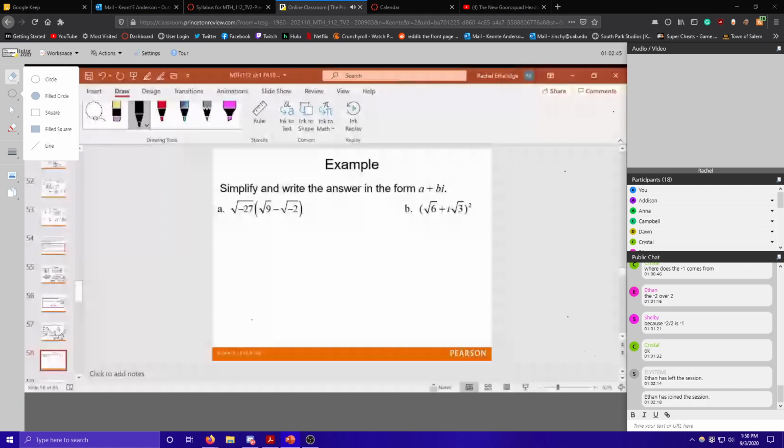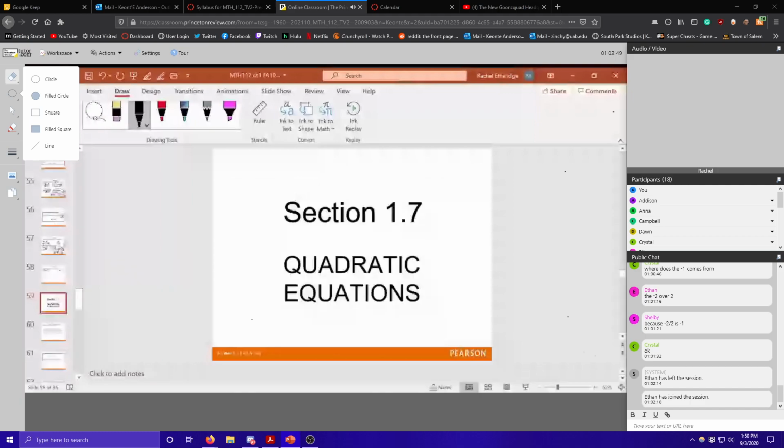So I'm going to skip those for right now and go on to 1.7. And if I have time, I'll go back. I will have time next time, but I want to get through as much of 1.7 as I can because I have a few things I need to talk about in 1.7.